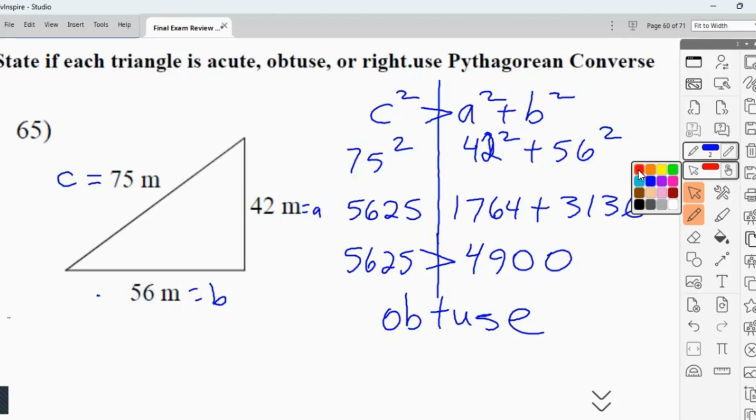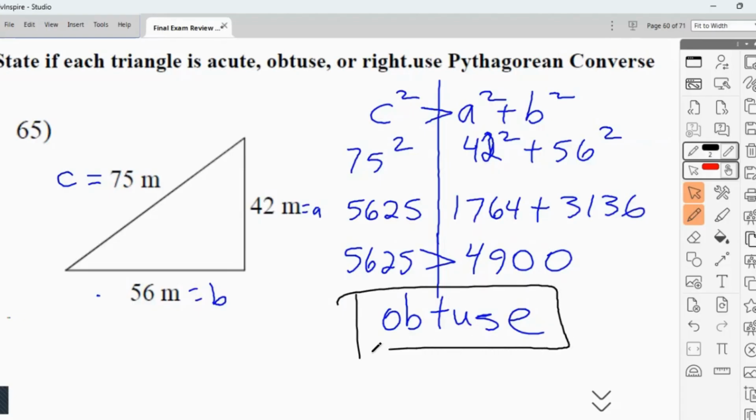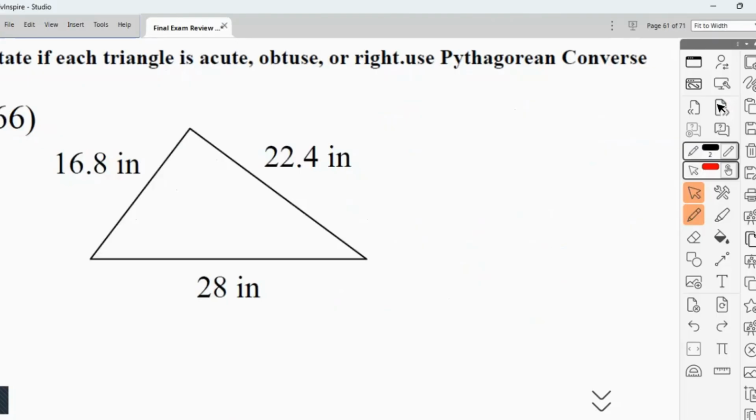And let's see. Oh, hold on a second. My bad. Obtuse. Good to go. All right. Done with 65. Let's move on. 70. No, not 70. I'm sorry. Oh, 66.